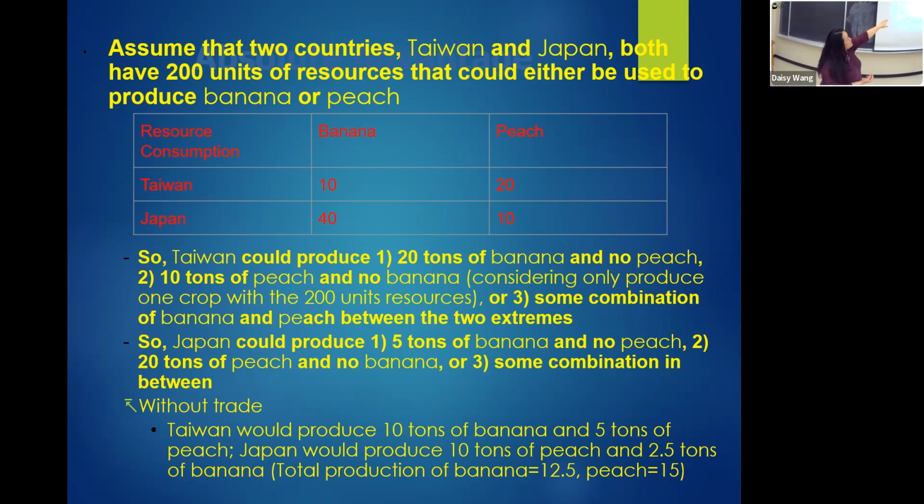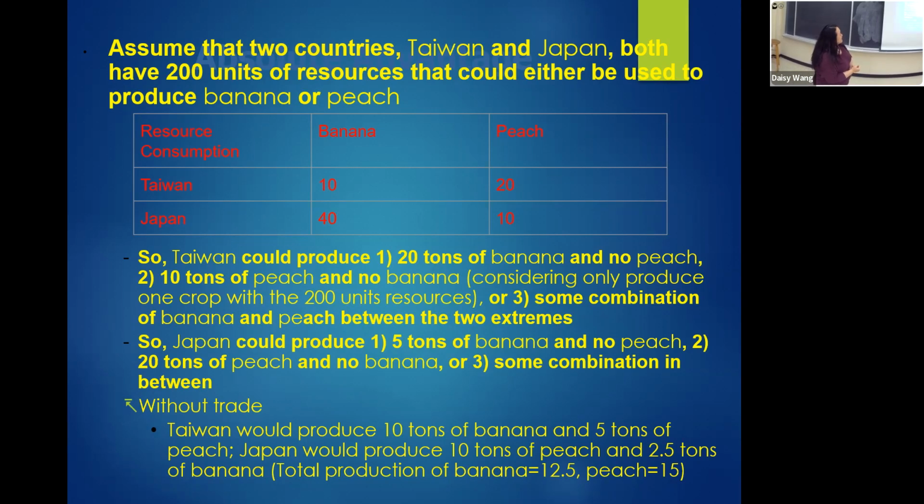It takes only 10 units of resources to grow 1 ton of banana in Taiwan, and 20 units of resources to grow 1 ton of peach. In Japan, it takes 40 units of resources to grow 1 ton of banana, and only 10 units of resources to grow 1 ton of peach. So if you compare the two countries, Taiwan has the absolute advantage in growing banana, right? They just need 10 units of resources. Japan has the absolute advantage in growing peach, okay?